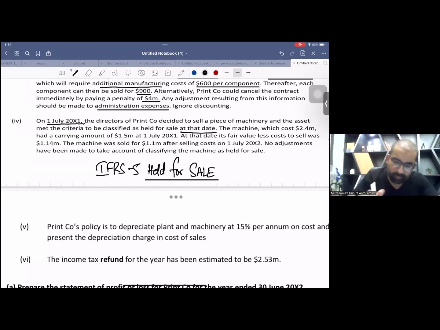Okay, now the machine which costs 2.4 million and had a carrying amount of 1.5 million. Important. This is the cost, this is the carrying amount. Carrying amount means NBV. All of you be active. What is the accumulated depreciation? Cost is 2400. NBV or carrying value is 1500. So what is the accumulated depreciation? 900.